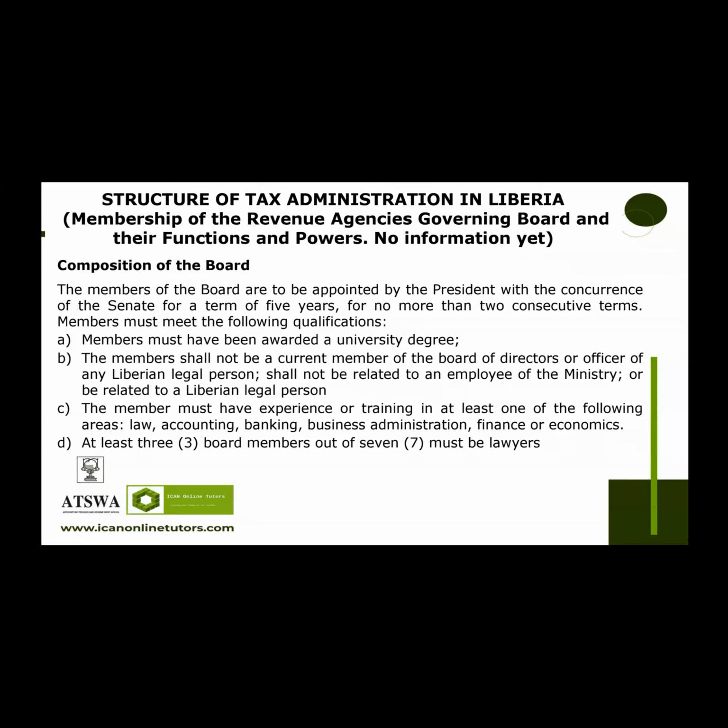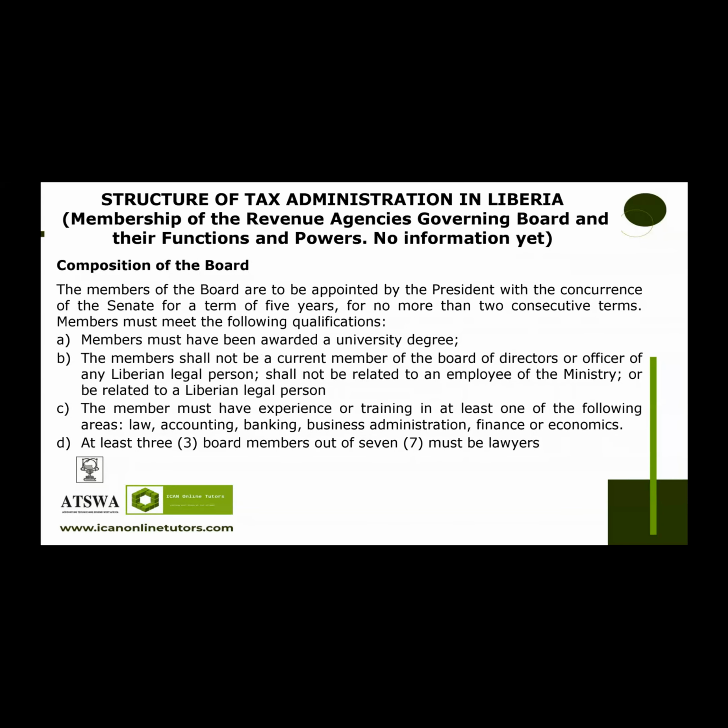Are we together? On the composition of the board, like I mentioned earlier, they are appointed by the president with the concurrence of the Senate for a term of 5 years for no more than 2 consecutive terms. Members must meet the following qualifications: must have a university degree, and must have experience or training in at least one of the following areas: law, accounting, banking, business administration, finance, or economics. At least 3 board members out of 7 must be lawyers.